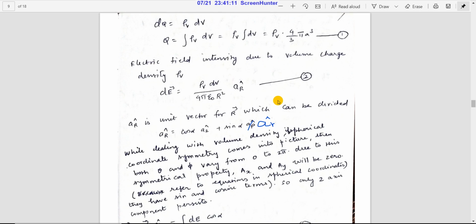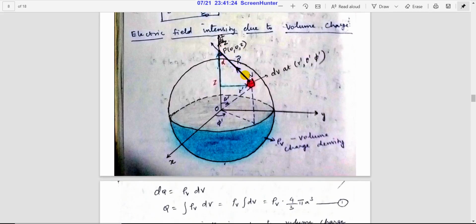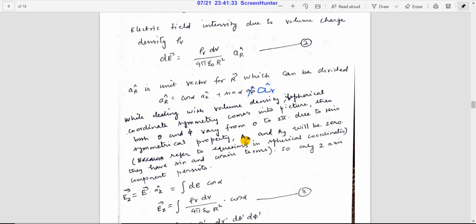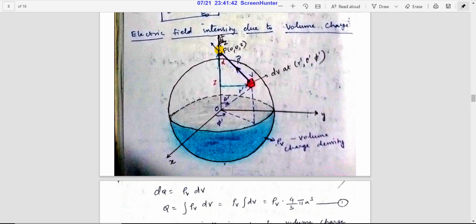So the electric field intensity due to the volume charge density can be found from the equation dE is equal to rho v dV over 4 pi epsilon naught r square, times AR cap. This AR cap is the unit vector along the direction of this R vector from the differential volume to the point P. This AR unit vector can be defined in the spherical coordinate system like in this way.